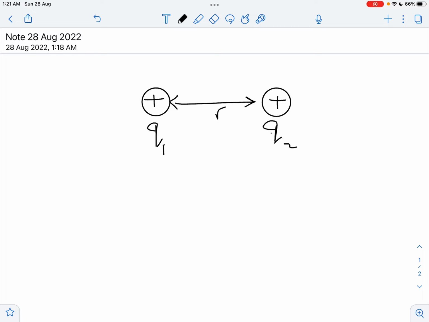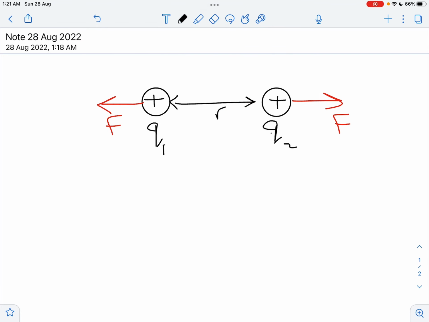Hi everyone. In this video we are going to learn how to find the change in the electric force between two charges if the distance, for example, between the charges changes or the value of the charges changes. So let's say we have two charges, Q1 and Q2, and let's say the distance between them is R. And since they have the same sign, the force will be repulsive. Let's say the force between them is F.